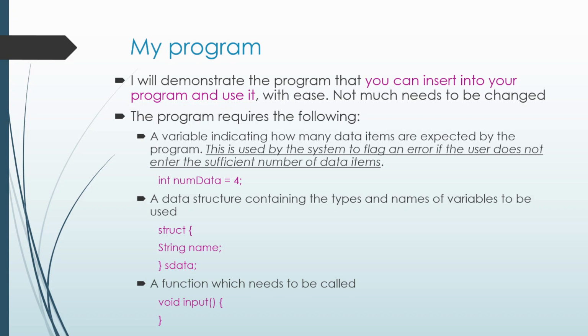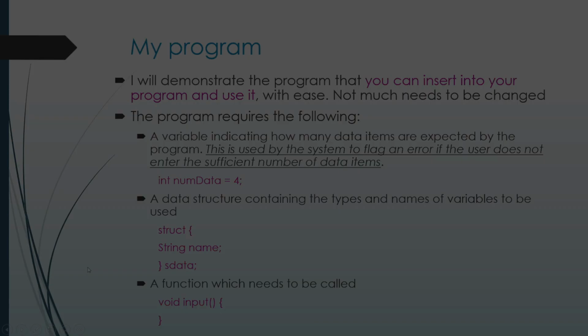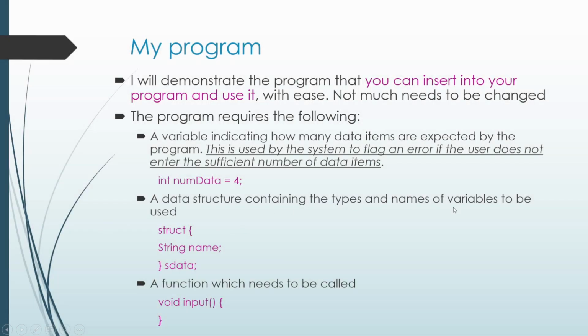The second thing, a data structure which contains the types and names of variables to be used. So I'm just giving you a simple structure. It starts with the struct and in the middle we have written string name and sdata. So basically you will be required to change the name only. Third is a function which needs to be called, and this is the void input method.